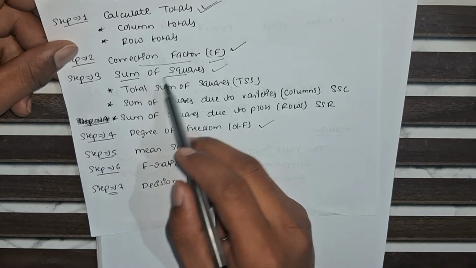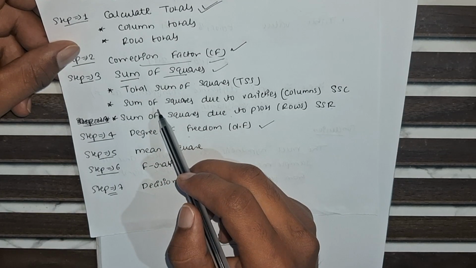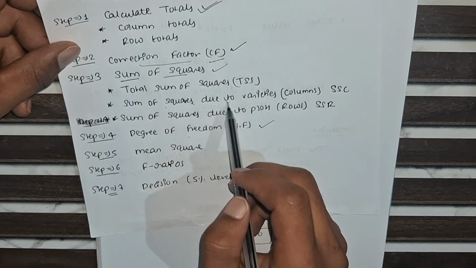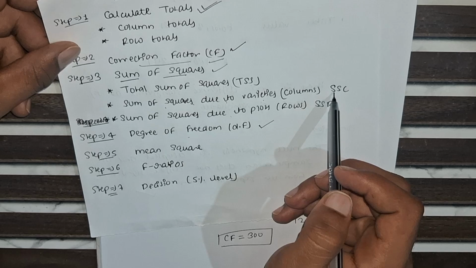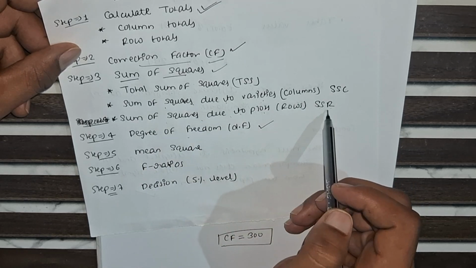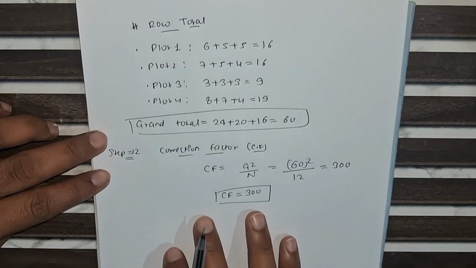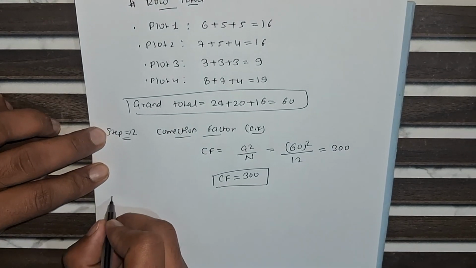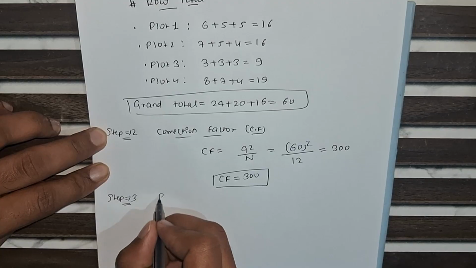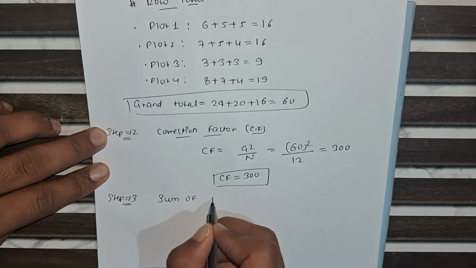Third step is sum of squares. In this we are finding three cases. Total sum of square, which means TSS. Sum of square due to varieties, which means column, which is SSC. And sum of square due to plot rows, which is SSR. So step 3 is sum of squares.